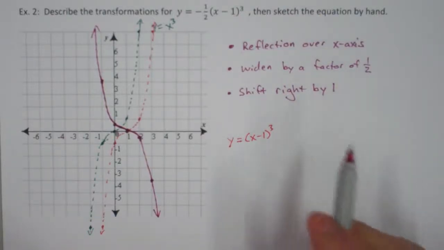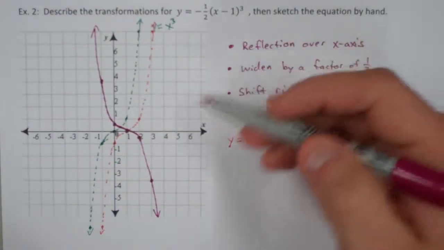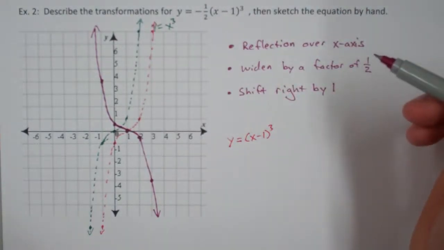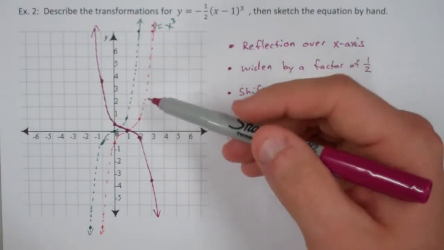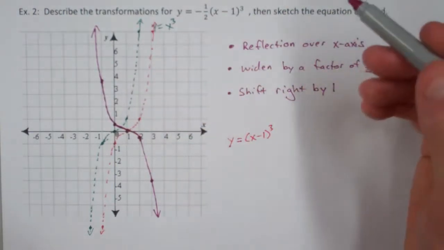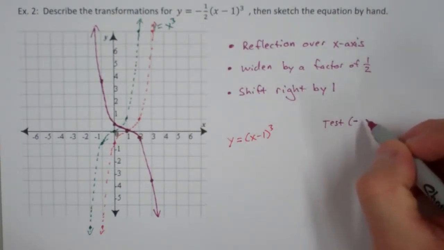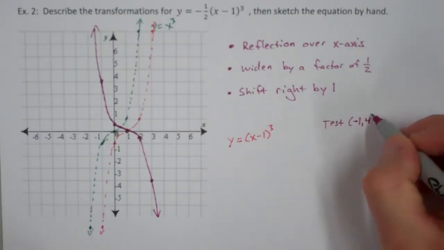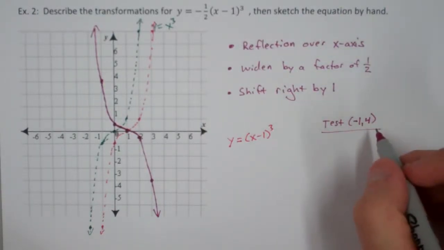My brain, for some reason, I like to step through each transformation, and sometimes I can do two at once, like the reflection and the 1/2 thing. If you want to, you can pick a test point and see if it works. So let's pick -1, 4 and see if this works in the equation. If it doesn't, then something is messed up here. If it does, then we're good to go. So let's just test -1, 4 here.